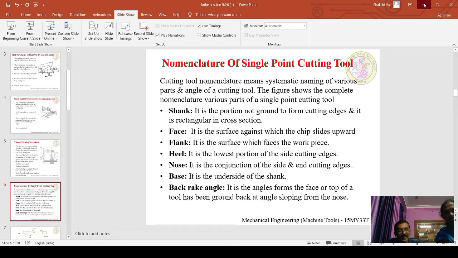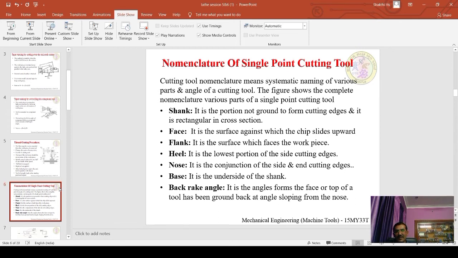The next session is the nomenclature of a single point cutting tool. Wherever you go in a workshop, to produce the components, the single point cutting tool is very important. That is a V tool or a single point cutting tool. Regarding that, we are discussing nomenclature in this session.